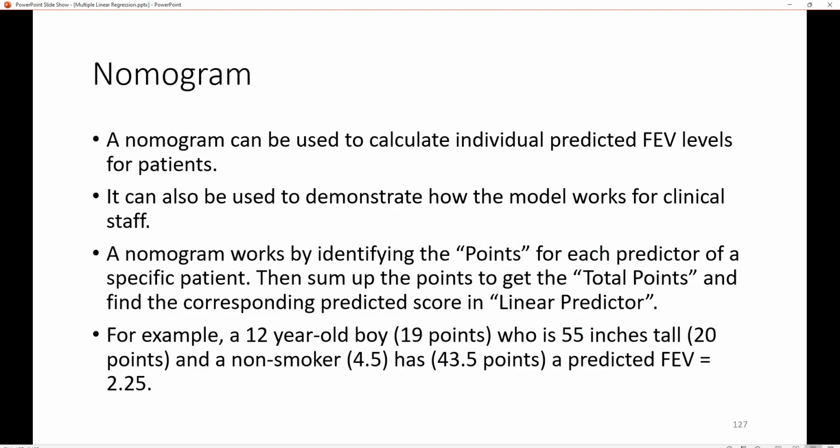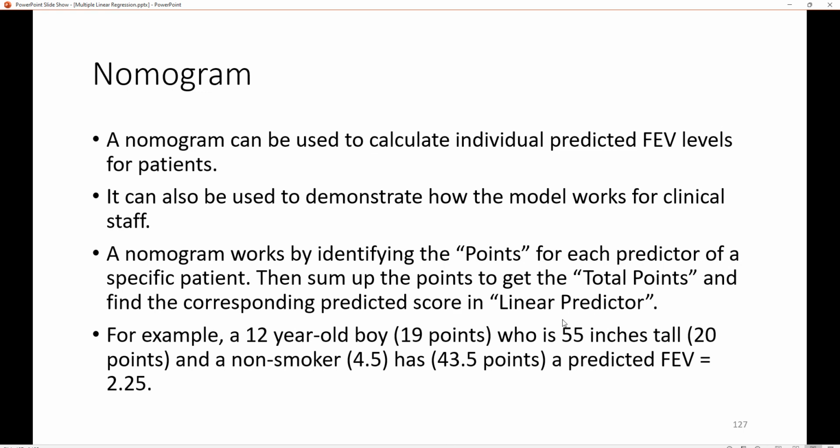And a nomogram can be used to calculate individual predicted FEV levels for patients. It can also be used to demonstrate how the model works for clinical staff. A nomogram works by identifying the points for each predictor of a specific patient, then sum up the points to get the total points, and find the corresponding predicted score in the linear predictor. For example, a 12-year-old boy who is 55 inches tall and a non-smoker has a predicted FEV of 2.25.